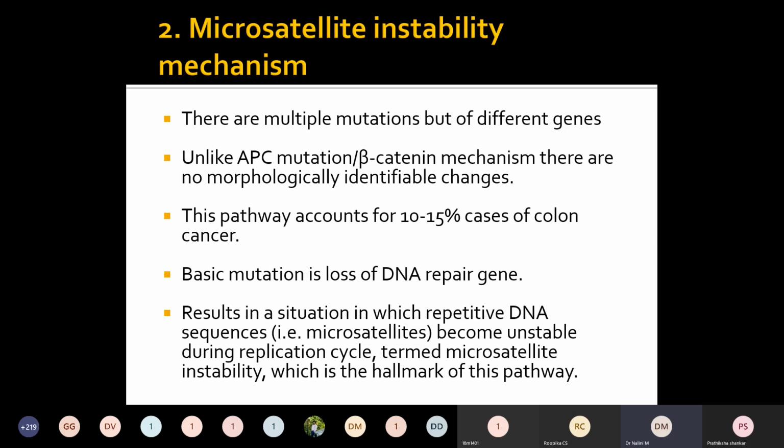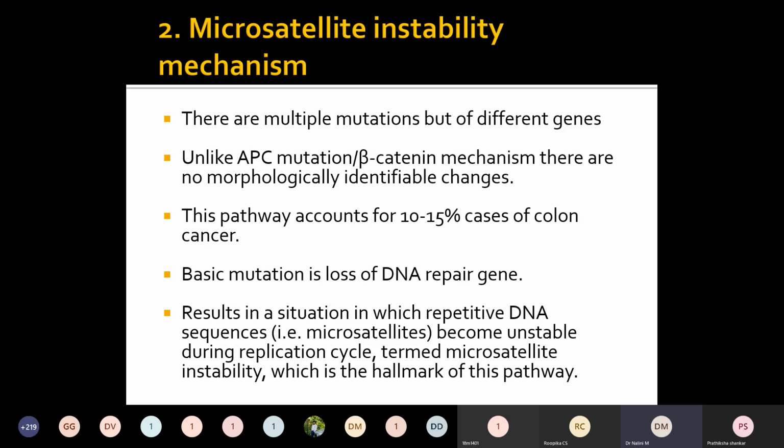The second mechanism is microsatellite instability, which can also cause colorectal carcinoma, but the pathogenesis is different. Here there are multiple mutations but of different genes. Unlike the APC mutation and beta-catenin, here we do not see morphologically identifiable changes until the end. We can't pick it up in the earlier stages. It is already in the invasive state by the time we pick it up when it is following this mechanism.